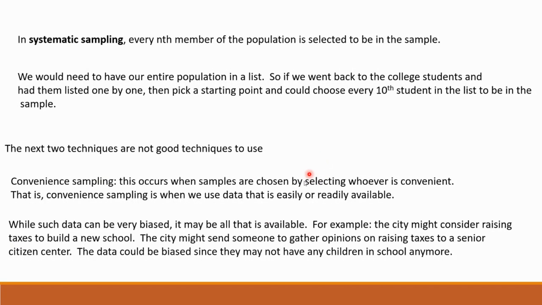The problem with that, though, is that the data could be very biased. I mean, it might be all that you have, so you might have no choice. With convenience sampling, you're just selecting whoever is convenient. That's how you conveniently form your samples. That's a good way of saying it.